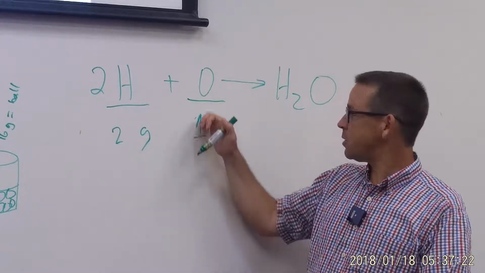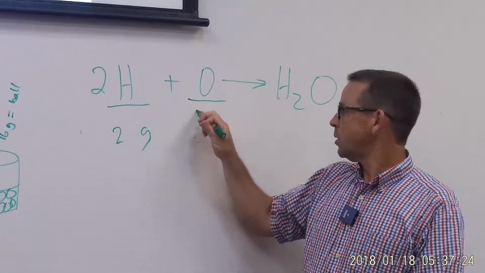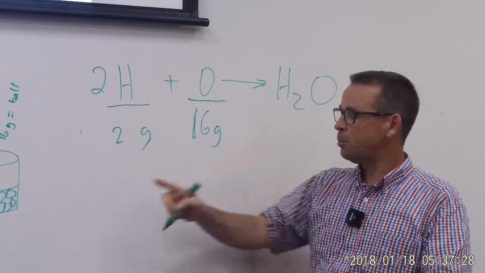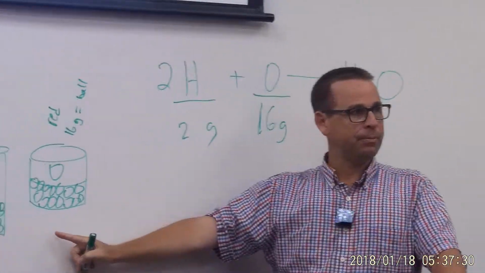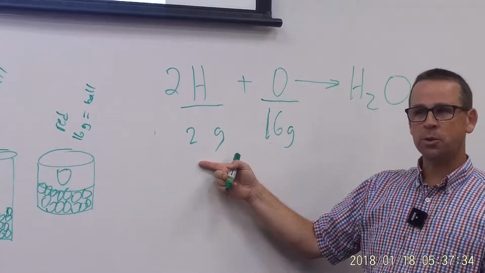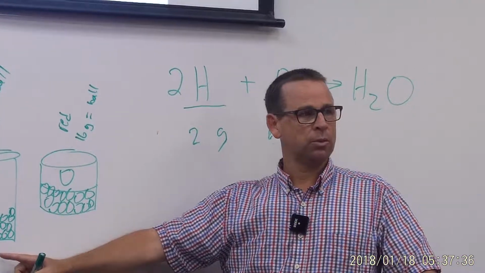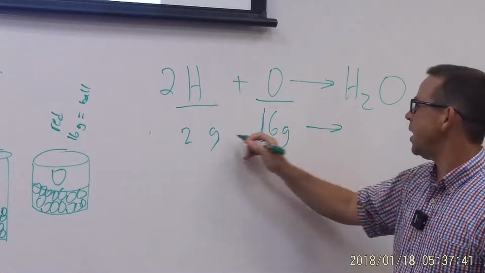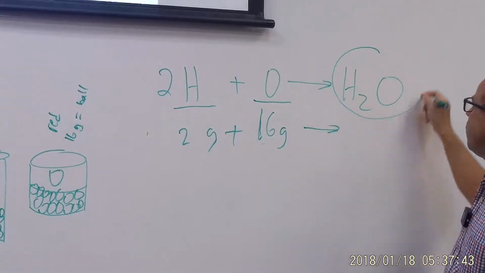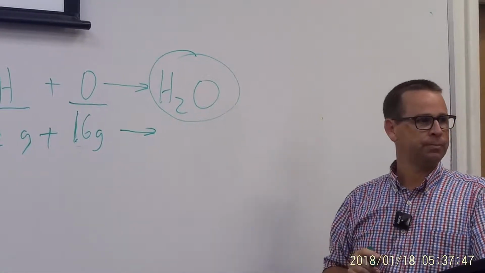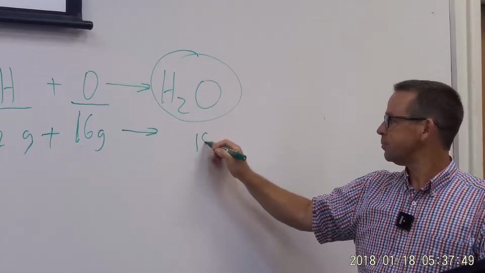So how many grams of this do I need? 16. I need 16 grams of oxygen. And how many balls will that give me? 1 ball, right? And I need 2 grams of hydrogen, which will give me how many balls? 2 balls. And then, when I combine those together, I'll get 1 unit of water. And how much will the mass of that water be? 18 grams.